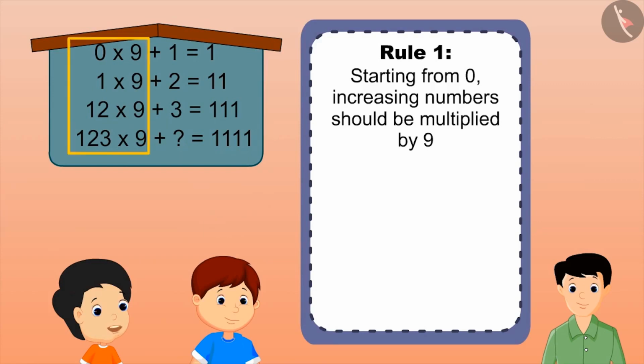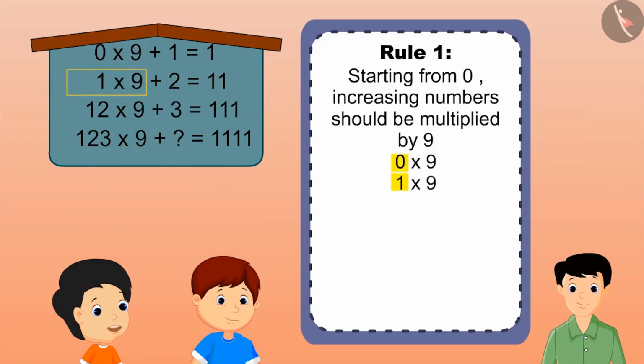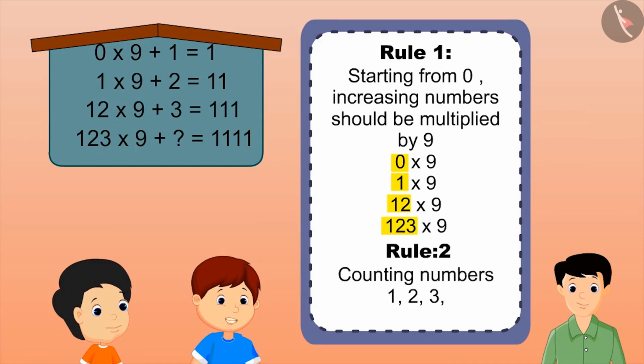Number 9 is multiplied each time on the left side. First multiplied by 0, then by 1, then by a 2-digit number, that is 12. So by following this rule, the next number will be a 3-digit number, that is 123, which would be further multiplied by 9. Very good. And see, the numbers which are added are counting numbers, such as 1, 2, 3. So following this rule, the next number would be 4.